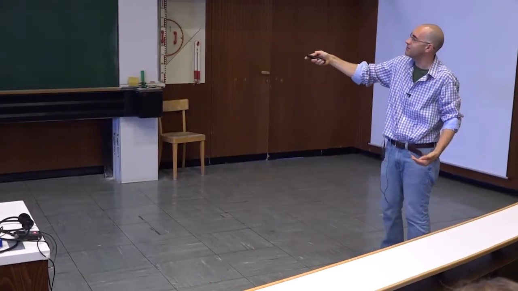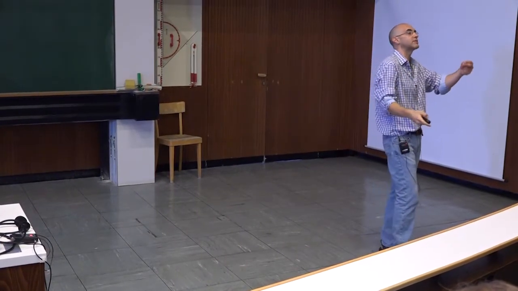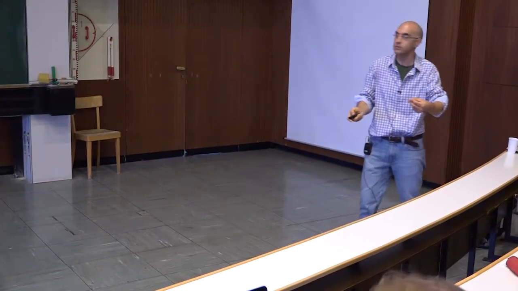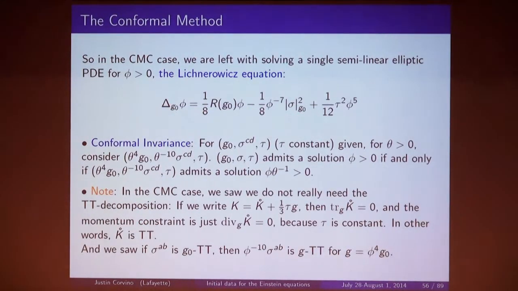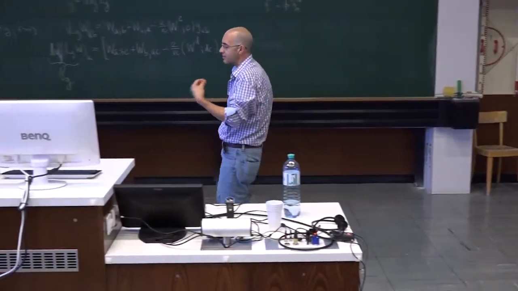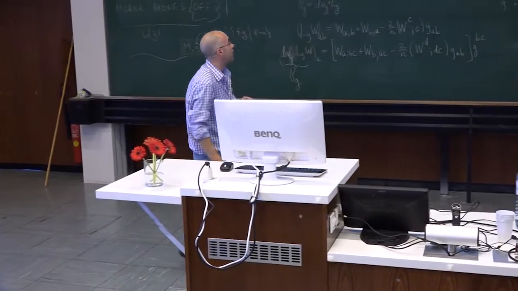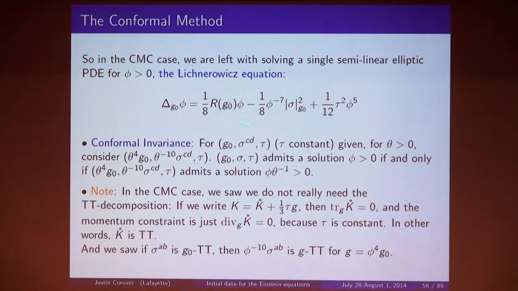Now, that equation might have no solutions, only the 0 solution. And it may have non-trivial solutions. But regardless, it doesn't matter. You might as well take W to be 0 because LW is what appears in the actual data. So if you're looking at the CMC case, you don't really even need the W part. And then LW is 0, so all you have is the first equation with no W in it. And that's the Lichnerowicz equation. So in the CMC formulation of the constraints, tau is constant, and all you're doing is solving this semilinear, nonlinear equation.